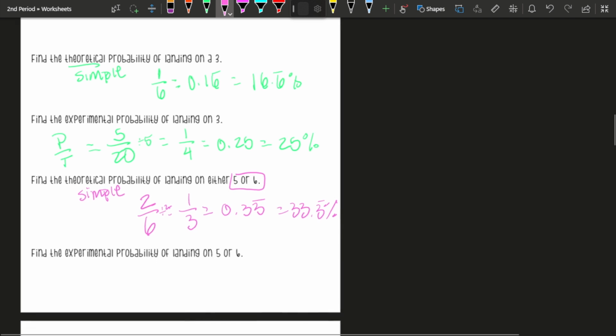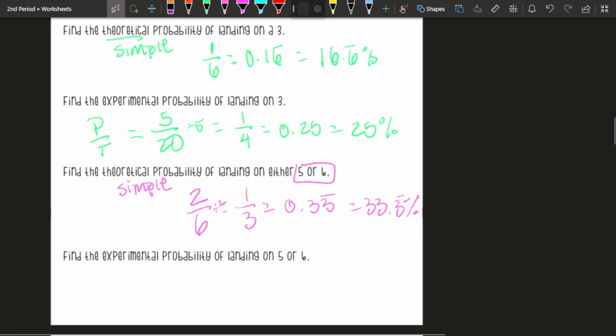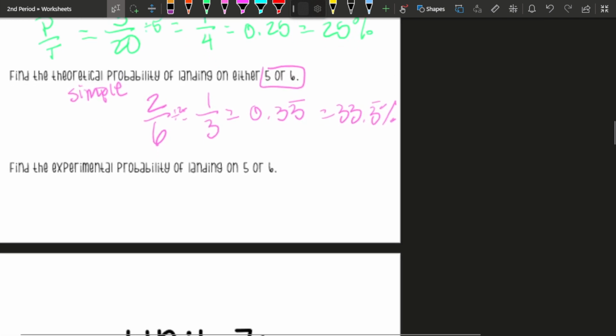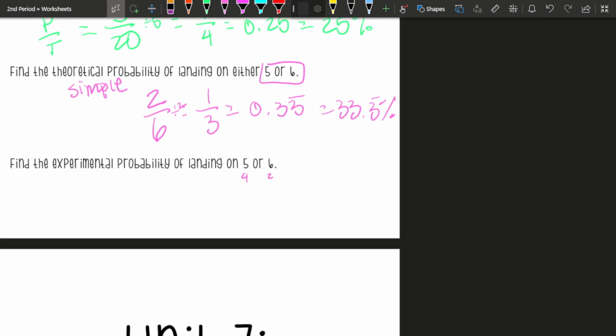Now we're going to find the experimental probability. For experimental, we're looking at the frequency. How many times did it land on 5? And how many times did it land on 6? 2. So how many total? So experimental, it landed 4 times on 5. It landed 2 times on 6. So this is 6. 6 out of how many total times was the experiment done? 6 out of 20. Can we simplify this? By 2. So this is 3 out of 10. And when you do division, you get 0.3 or 30%.